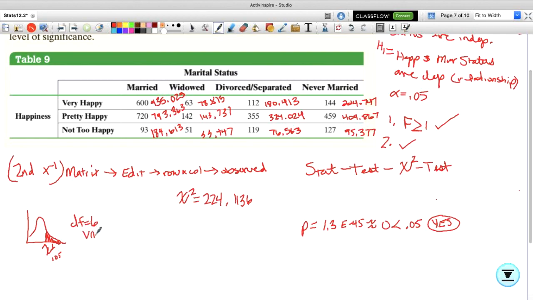I'm going to go to table 8 in the back of my book. And table 8 in the back of my book for 6 degrees of freedom is going to tell me that this chi-square value is 12.592.